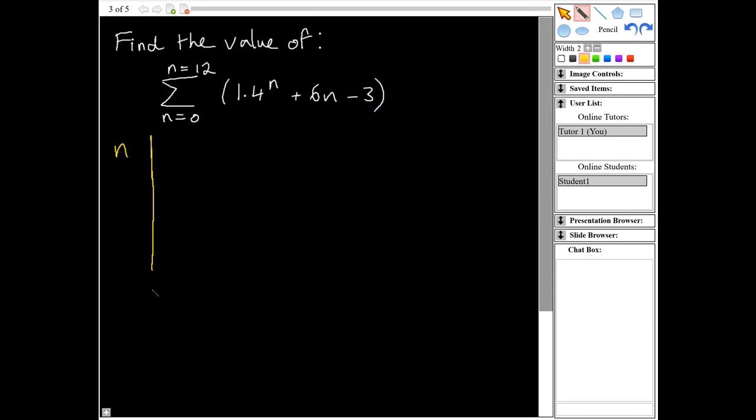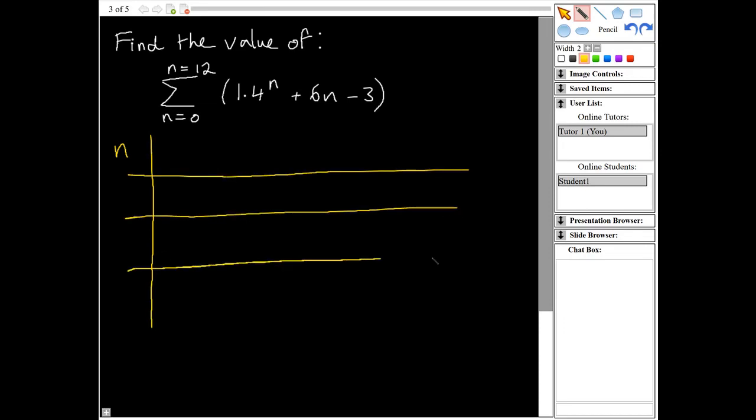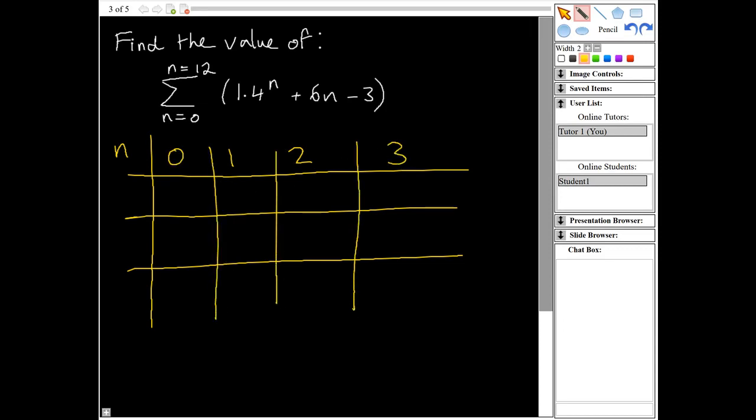We're going to have the values of n here, and then I'm going to stick in the values of some of the other things just to show what's going on. N is going to be 0, then 1, then 2, then 3. That should be sufficient to explain what's happening. Then we're going to look at 1.4 to the power of n. When n is 0, 1.4 to the power of 0 is just going to be 1. Then 1.4 to the power of 1, which is just 1.4. Then 1.4 squared, and then 1.4 cubed.